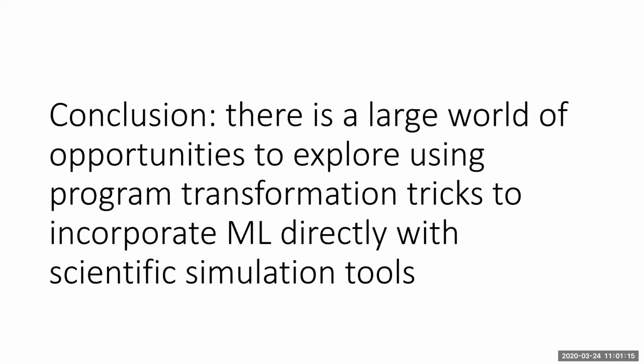So in conclusion, there is a large world of opportunities out there where we can use these program transformation tricks, right? These tricks that require being able to transform one program to another, in order to incorporate machine learning more directly within our scientific tools. So instead of using neural networks around scientific simulators, we can effectively replace small pieces of it and use smaller amounts of machine learning. When we do so, we can decrease the amount of training that needs to be done and decrease the amount of training data that's required, in order to make this a more effective tool for large-scale simulations or things that are stiffer.